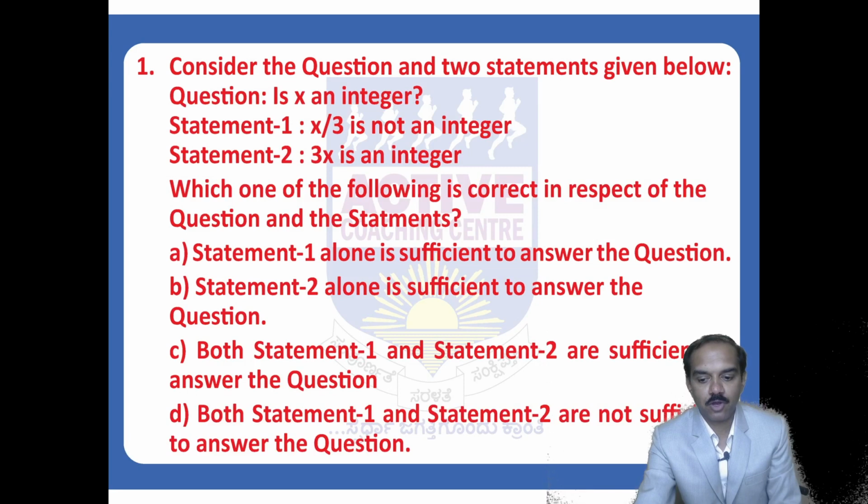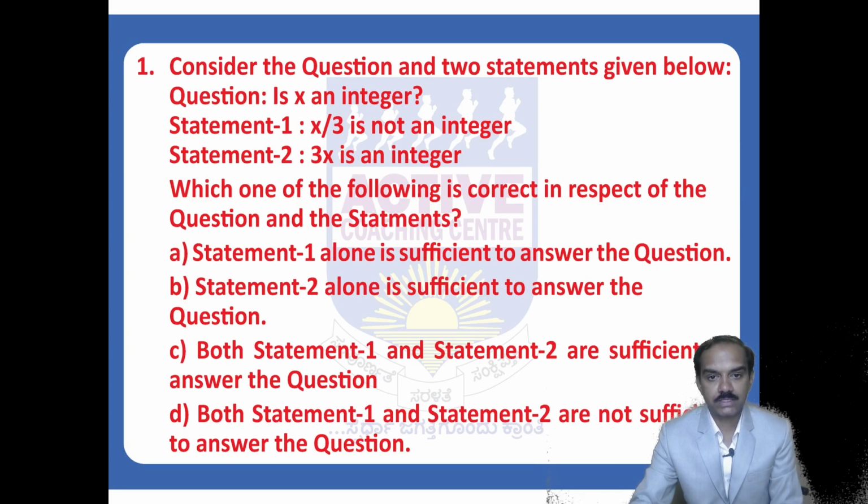Here is your very first problem on the screen. Consider the question and the two statements given below. The question is: is x an integer? Statement 1 says x by 3 is not an integer. Statement 2 says 3x is an integer. Which one of the following is correct in respect to the question and the statements?